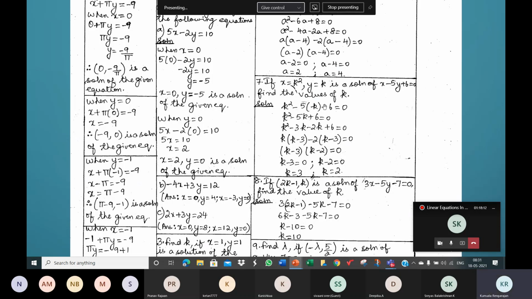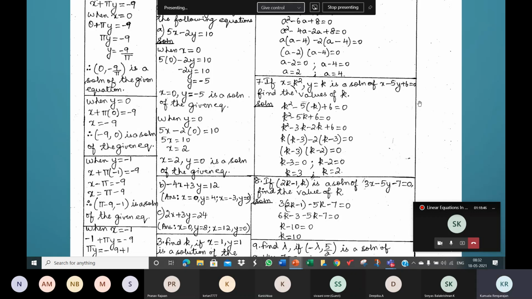Again, when k is 2, that is y is 2. What is x? When y is 2, what is x? 4, ma'am. So when k is 2, x will be 2 square, 4. So 4 comma 2, x is 4, y is 2. So 4 comma 2 is also a solution. That means 9 comma 3 and 4 comma 2 are solutions of this equation.